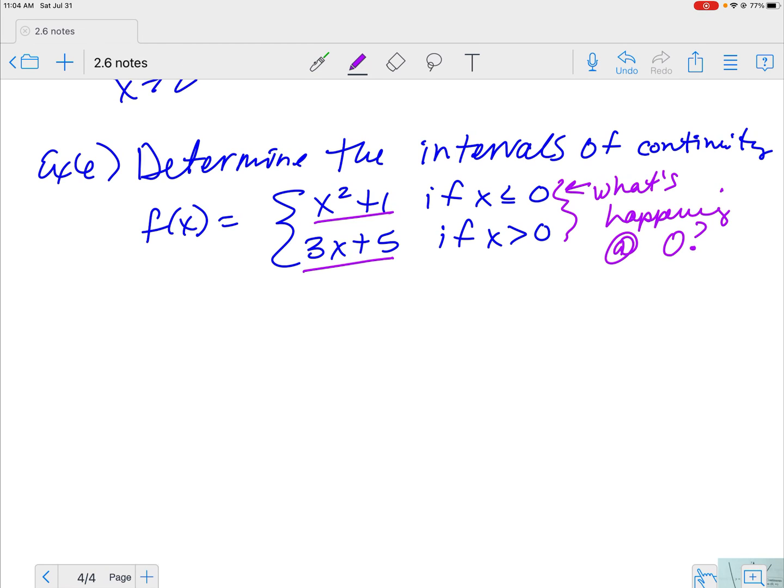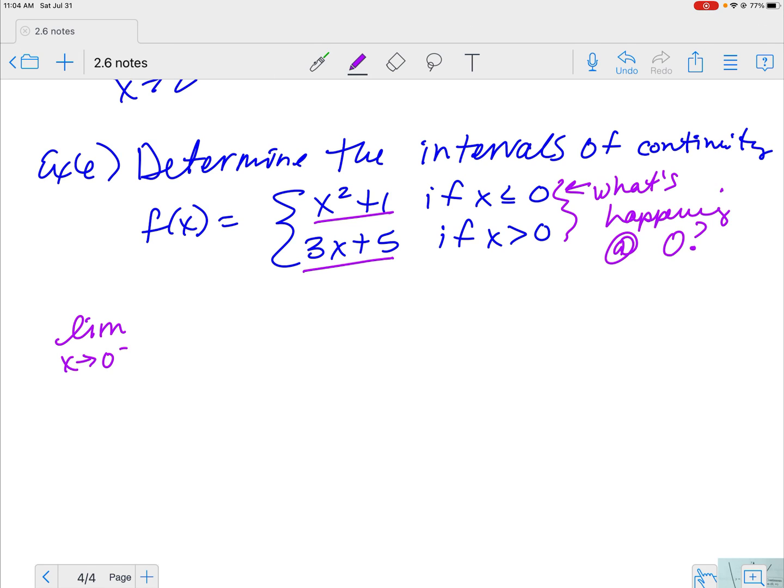What's happening at 0? Step 1, I have a value. Nailed it, right? Step 2, do I have a limit? And then are those two things equal? With a piecewise function, which we learned previously, in order to get a limit, you have to take a limit from the left and the right.